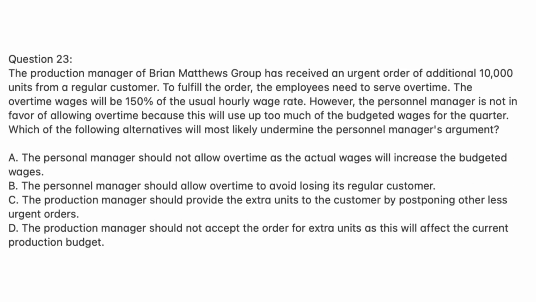Question 23. The production manager of Brian Matthews Group has received an urgent order of additional 10,000 units from a regular customer. To fulfill the order, the employees need to serve overtime. The overtime wages will be 150% of the usual hourly wage rate. However, the personnel manager is not in favor of allowing overtime because this will use up too much of the budgeted wages for the quarter. Which of the following alternatives will most likely undermine the personnel manager's argument? A. The personnel manager should not allow overtime as the actual wages will increase the budgeted wages. B. The personnel manager should allow overtime to avoid losing its regular customer. C. The production manager should provide the extra units to the customer by postponing other less urgent orders. D. The production manager should not accept the order for extra units as this will affect the current production budget.